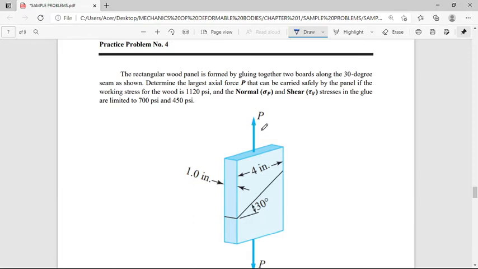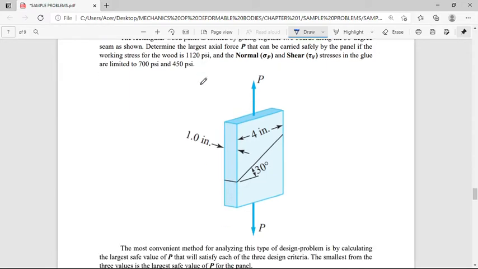wood is 1,120 psi and the normal and shear stress in the glue are limited to 700 pounds per square inch and 450 pounds per square inch. Okay. So, how do we go about this now?